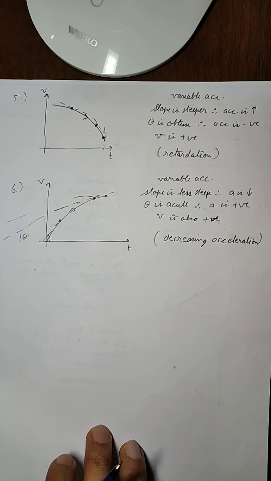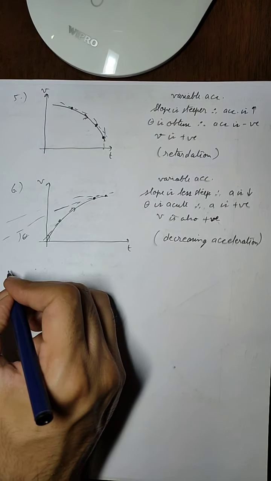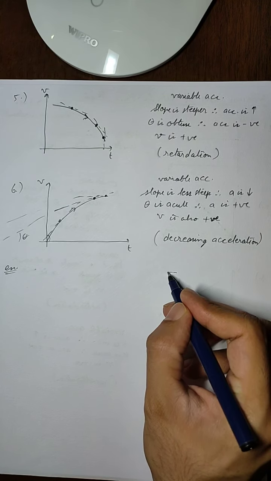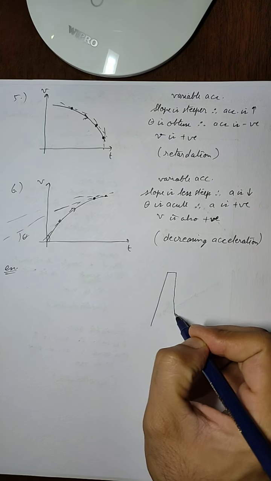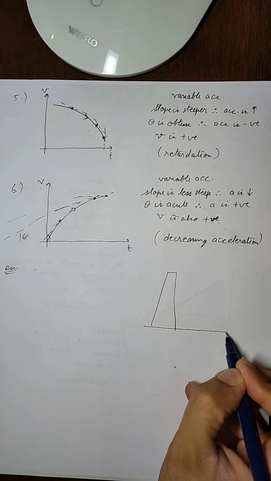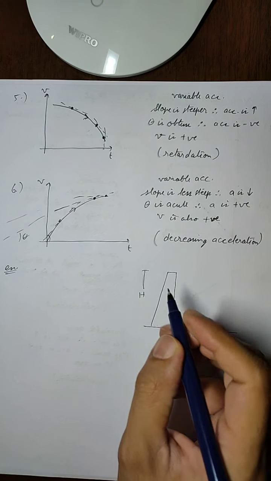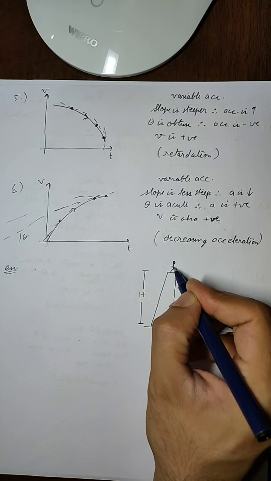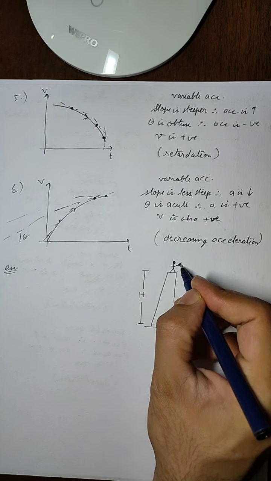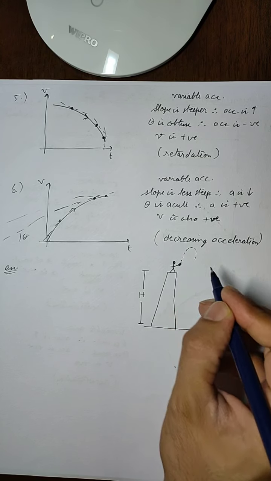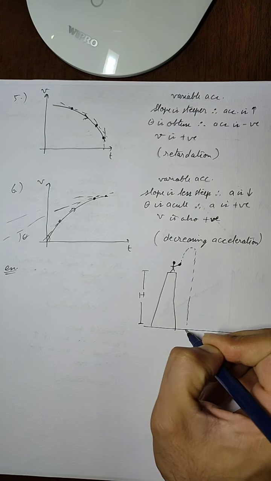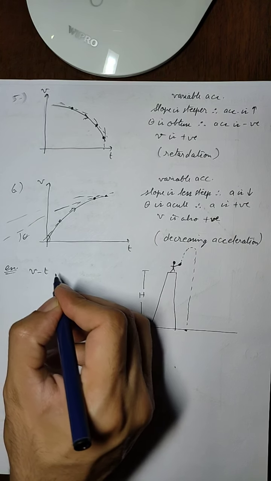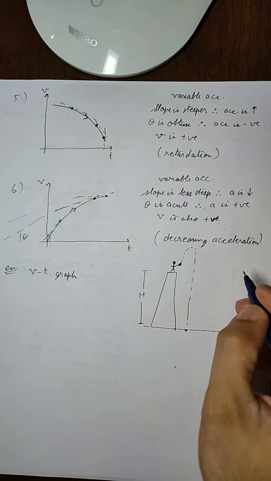Now let us do a solved example. Let us do the same problem that we did in the displacement time graph, that there is a tower of height h and there is a boy standing on top of the tower and he throws a ball in upward direction like this. This will be the trajectory of the ball till it hits the ground, and we are required to draw the VT graph, velocity time graph of this motion.